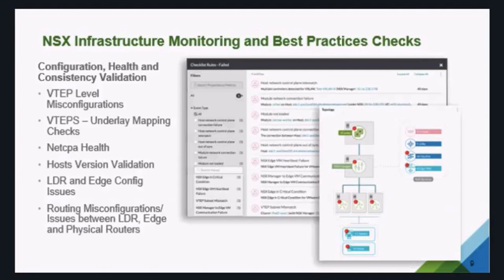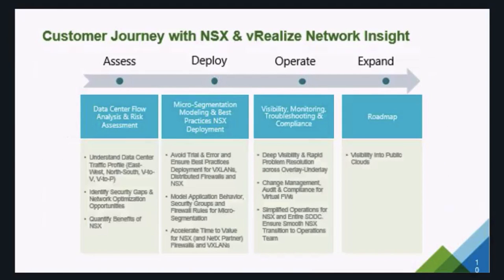Now, lastly, with vRNI, it also does a best practices check and a kind of a health check, validating the configuration, validating the environment, making sure that you don't have any inconsistencies or issues across these, making sure that you have high availability, etc., within your NSX configuration. So those were the three use cases for vRNI, vRealize Network Insight.